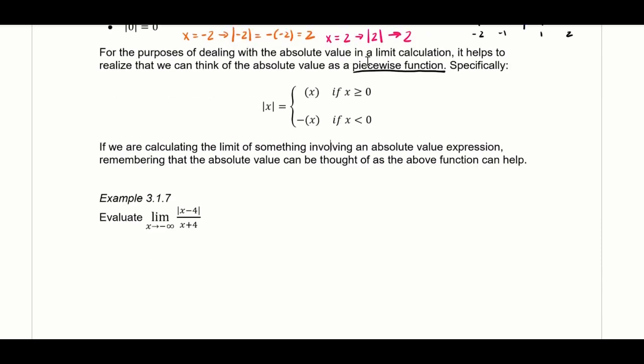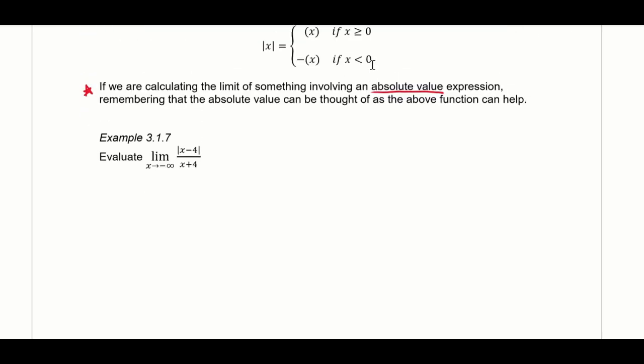Now, why am I bringing up the absolute value function kind of randomly in the middle of this set of notes? I'm bringing it up because if we're calculating a limit of something that involves this function somehow, remembering that this can be thought of as a piecewise function can really help us out. We can basically get rid of the absolute value bars and write that piece in terms of this piecewise function. So let's do an example just to demonstrate that here.